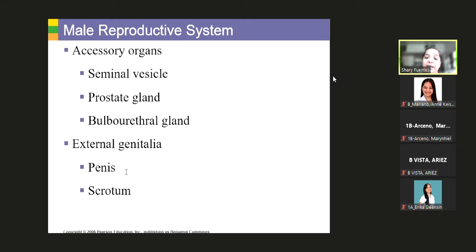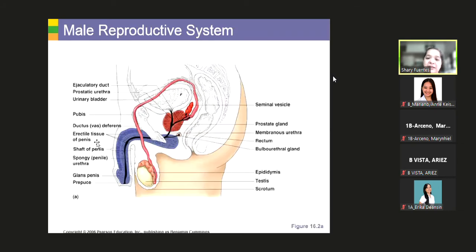Okay, so may itlog din sinasabi ng scrotum. So the sac is the scrotum, but the itlog na sinasabi sa lalaki is inside, nasa loob ng pouch na yun. So the pouch is the scrotum. Okay, so what you can see also is the penis and the scrotum. So we have to discuss this one separately because male reproductive system is totally different from that of a female. Magkaiba talaga sila.